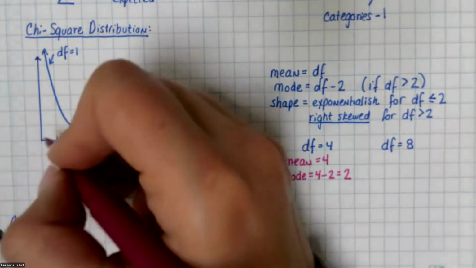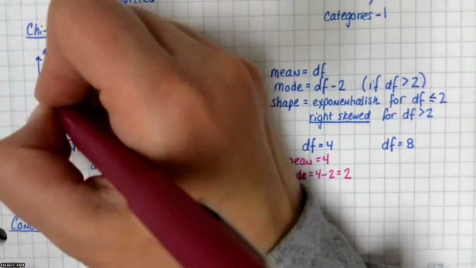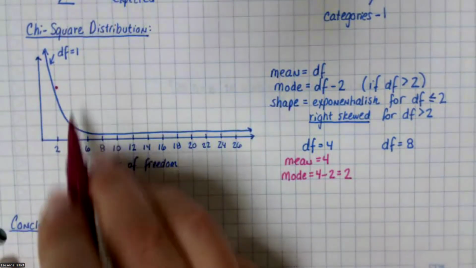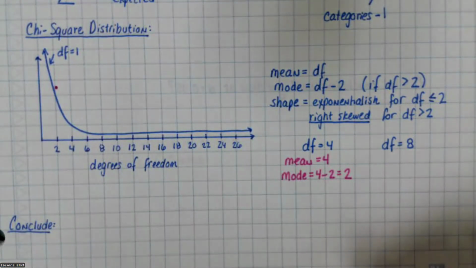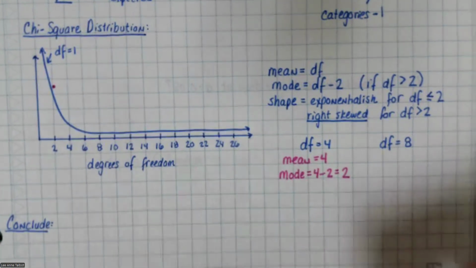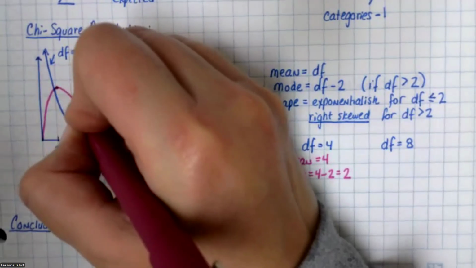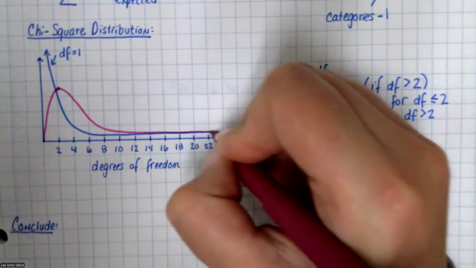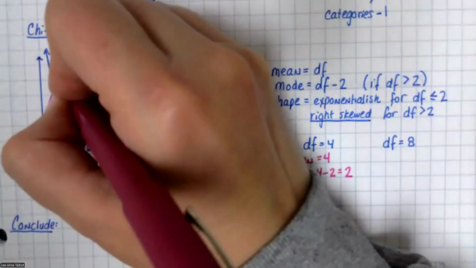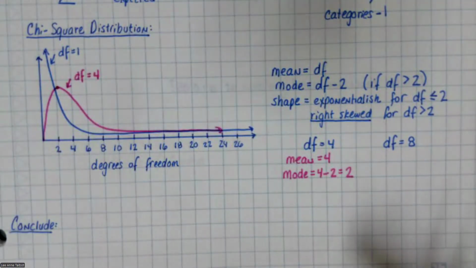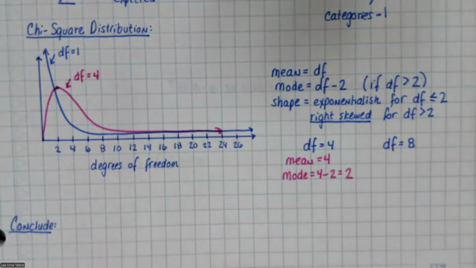Okay, so what you're going to do is you're going to go to 2 on your graph, and it doesn't matter where because we're just doing a very loose sketch here. Just put a dot somewhere. And then that is a very typical looking chi-square. Okay, now I'm going to do one in green for 8.